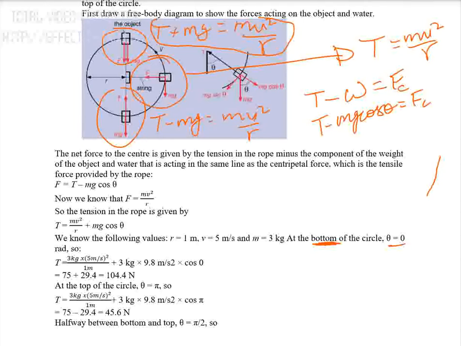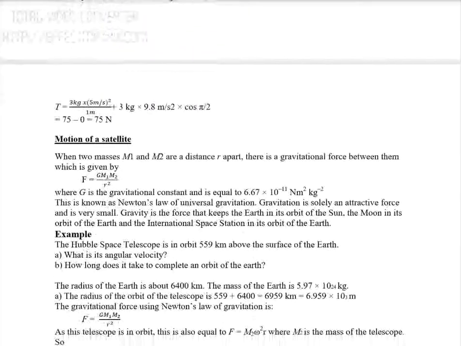Therefore, at the top, T plus mg equals mv square over r. At the bottom, T minus mg is equal to mv square over r. And at the midpoint of the top and the bottom, T is equal to mv square over r. By using these equations, you can determine whatever you are asked. Most of the time, you are asked to determine the velocity. Therefore, you can calculate the velocity by using such relations.